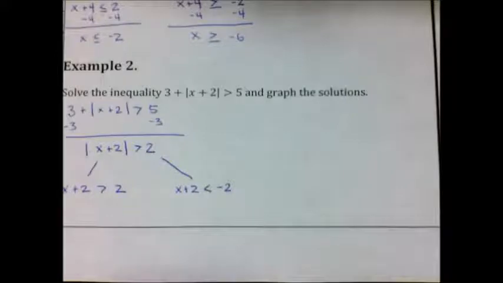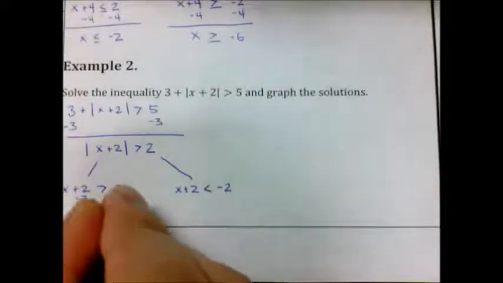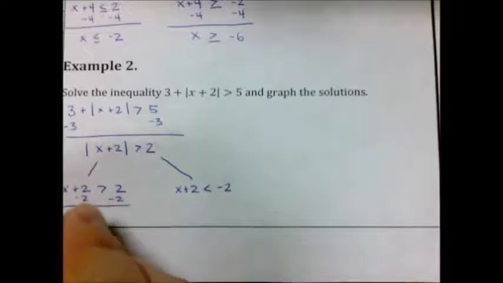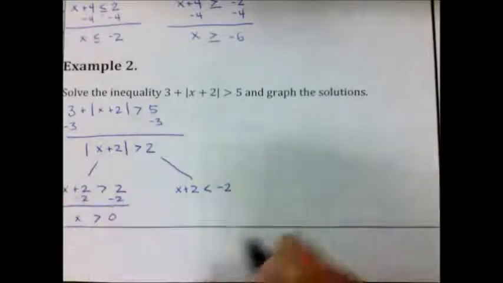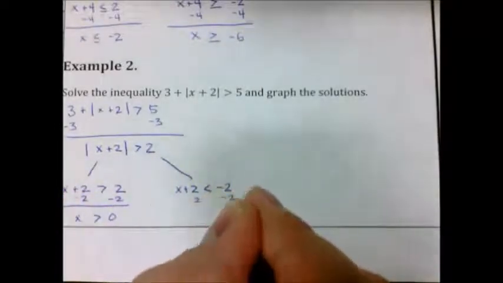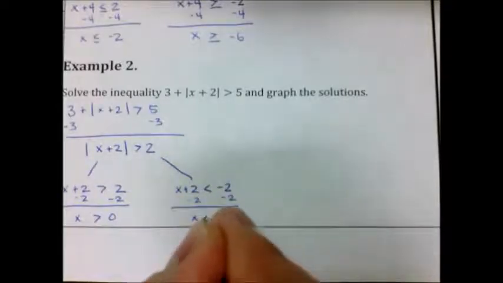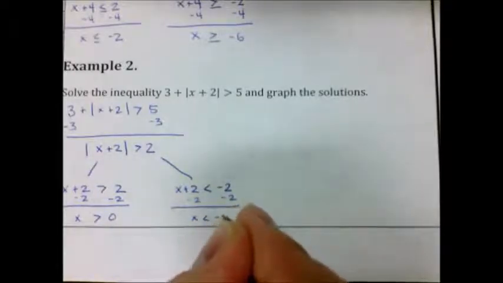Okay, now it's still the same thing. We're going to solve each one. So we've got to subtract 2 from both sides. We end up getting x is greater than 0. Subtract 2 from both sides. We end up seeing that x is also less than negative 4.